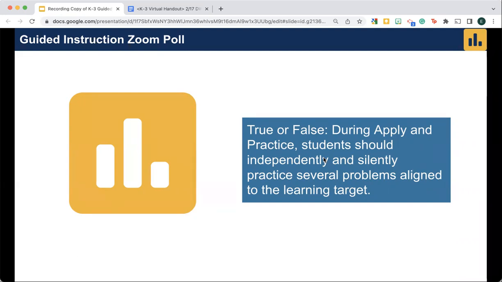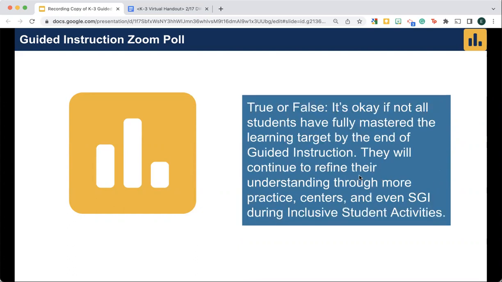False. Although, yes, apply and practice is when students practice problems aligned to the learning target, it doesn't have to be independent or silent. They could work with a partner. And there's no way you have time to do several problems. 1 or 2 good problems during Connect and Explain, 1 or 2 good problems during apply and practice is absolutely enough. Third and final question, true or false?